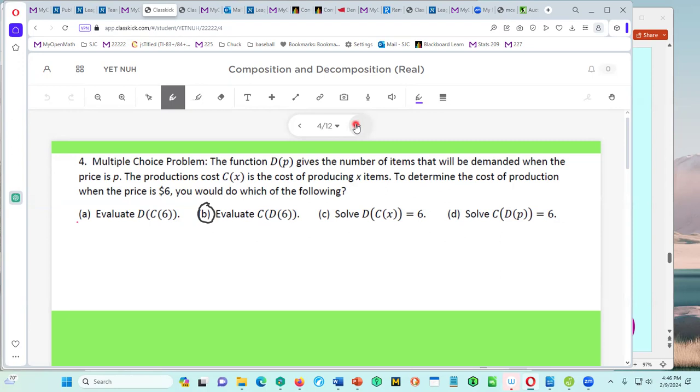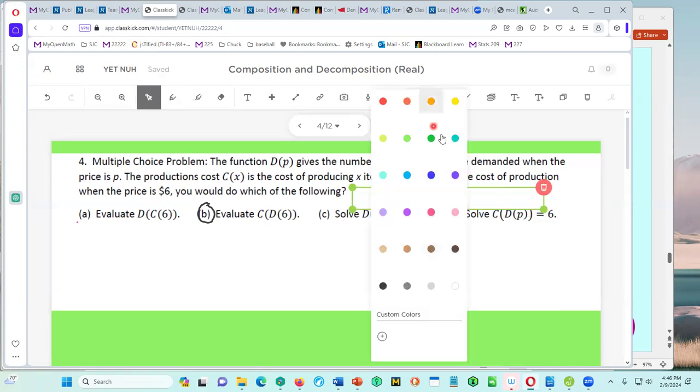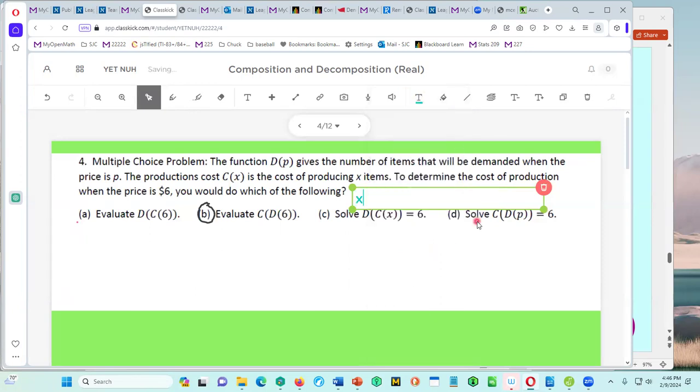Right? Because we are defining x as number of items.